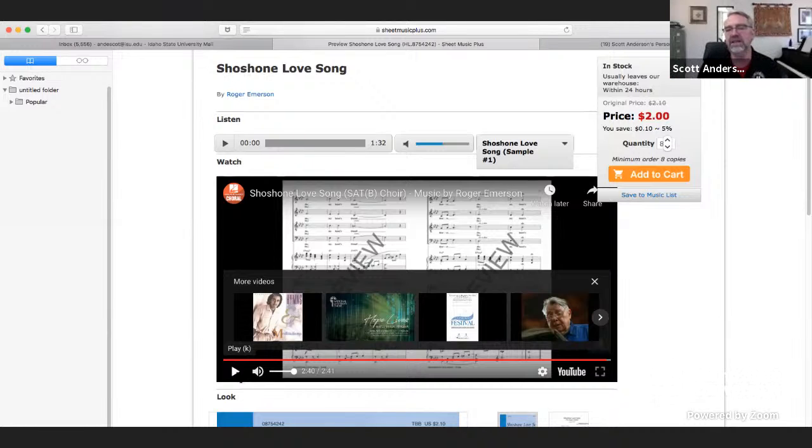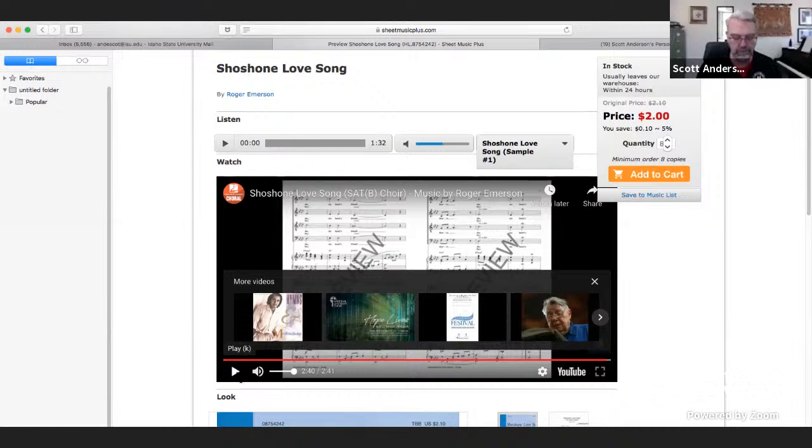Why is it SAT with a B in parentheses? It's because I'm reading what the publisher has written on the outside of the piece of music, the Shoshone Love Song. The publisher has put the bass B in parentheses because for the most part, the bass line doesn't have to be sung to be performed. That is because the bass line is structured so that it follows very much the bass line in the piano. The bass line of the piano may be an octave lower, but it is usually covered that way.